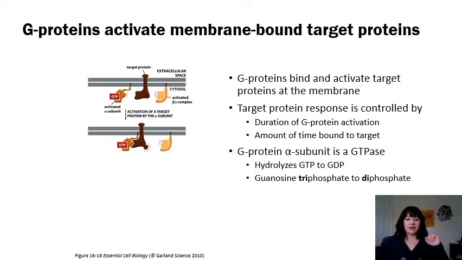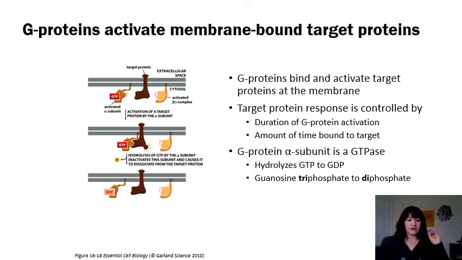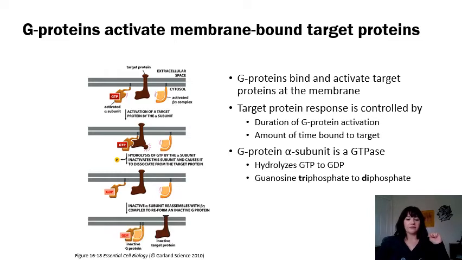Again, the G protein is a GTPase. It will inactivate itself after a certain period of time, and it does that by breaking or hydrolyzing the third phosphate group in GTP, and so now it becomes GDP, which is the inactive form. Now you can see that it's inactivated. When it's inactive, the G protein can no longer interact with its target protein, and instead it will go and complex with the rest of the G protein, the beta and the gamma subunits.